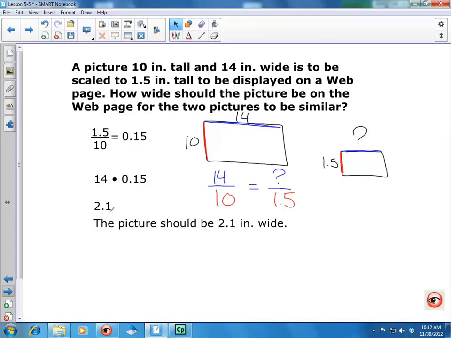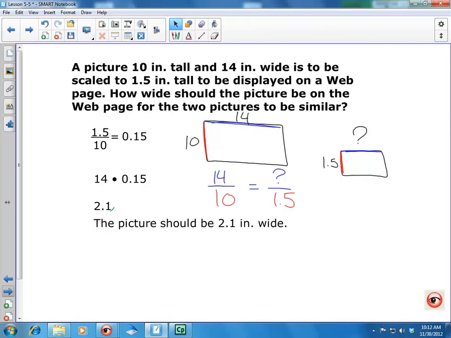Okay? Now, once we have that set up, how did I set this up? Well, I made sure the blues were on the top, the reds were on the bottom. It doesn't matter which one is on the top and the bottom as long as the corresponding sides are next to each other. Meaning I could have put the reds up here, but I would have had to have the 10 and the 1.5 up top and the 14 on the bottom. Okay? You'll get the same answer.